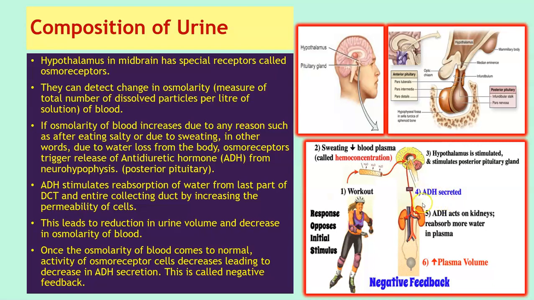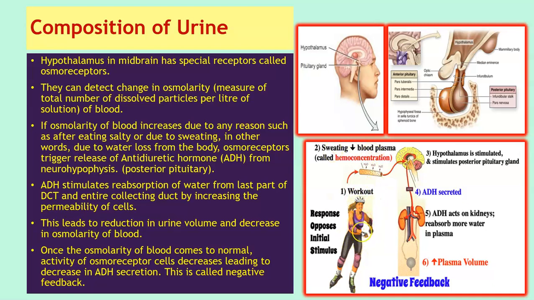Now, when the antidiuretic hormone is secreted, reabsorption of water takes place, and more water is reabsorbed into the plasma. So what happens is the plasma volume increases, and your urine is concentrated and sent to the urinary bladder. Why are we retaining water? Because of this workout and sweating, there is already water loss.